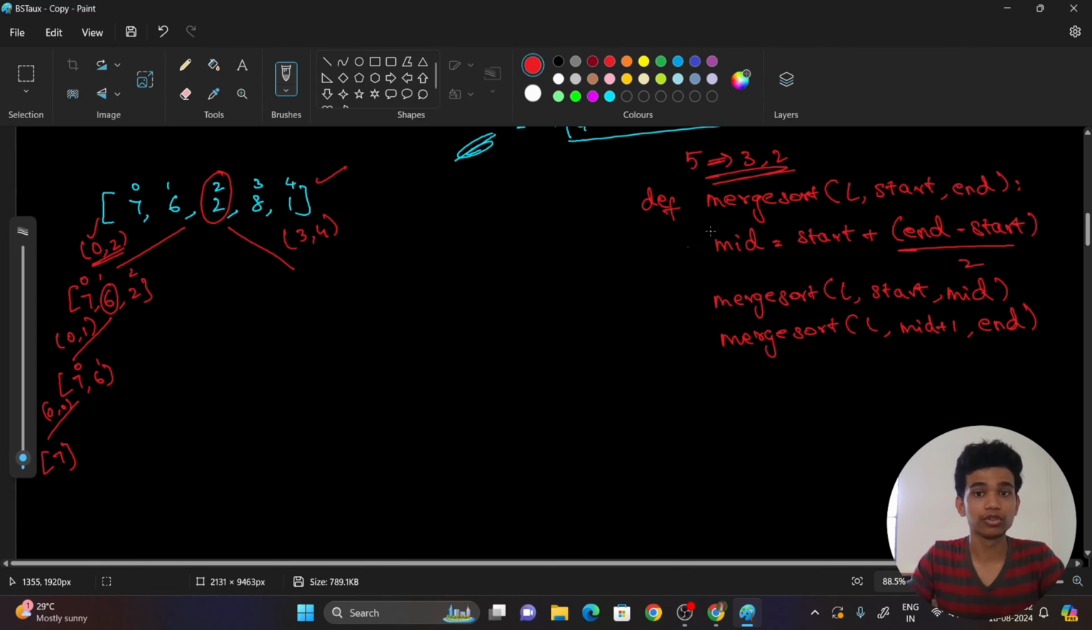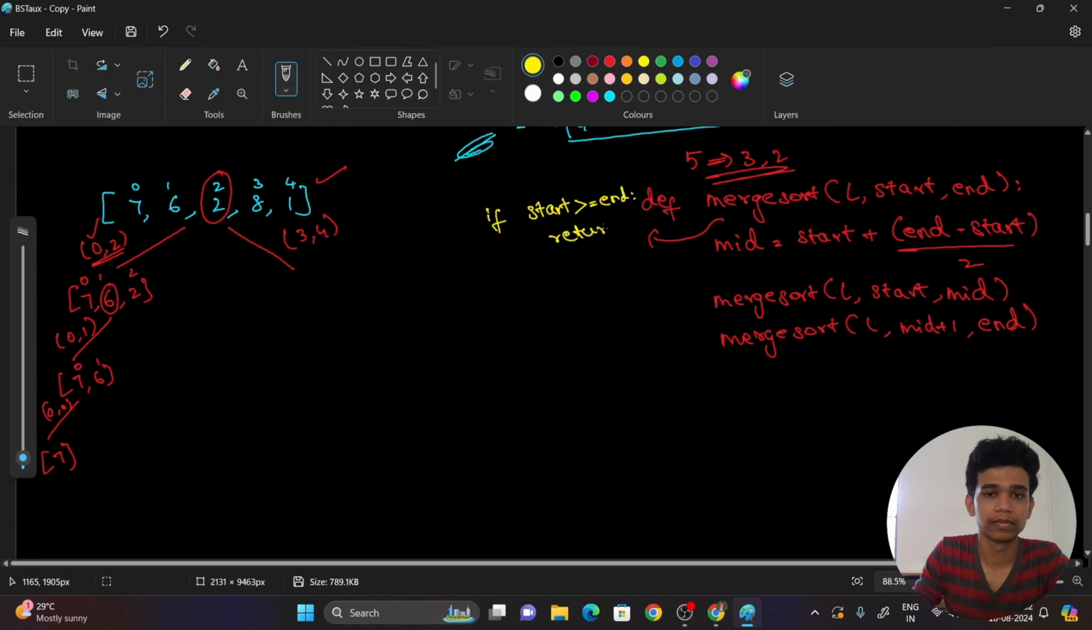I just stop here. So what is my base case? My base case is something like if my start is greater than or equal to my end, then return. You can do like this, or you can also put one condition here: if start is less than end, then do this, else don't do anything. You can use any of your choice.